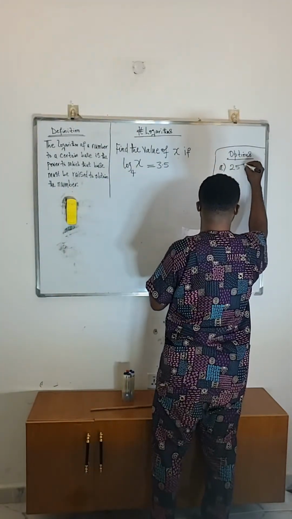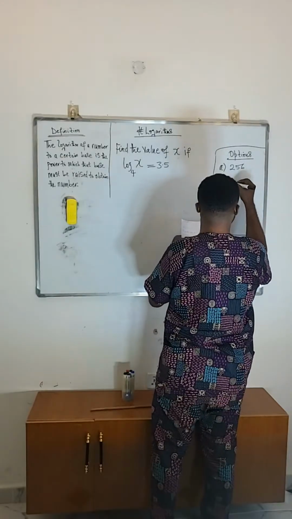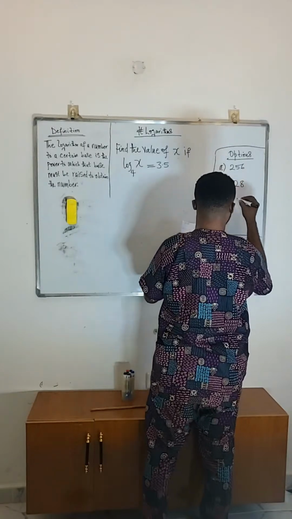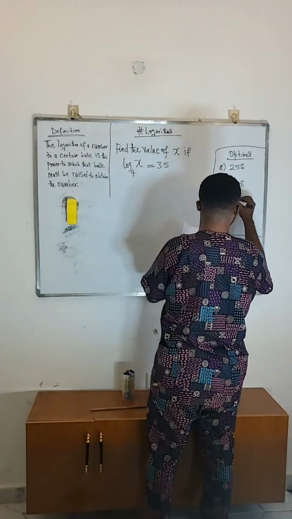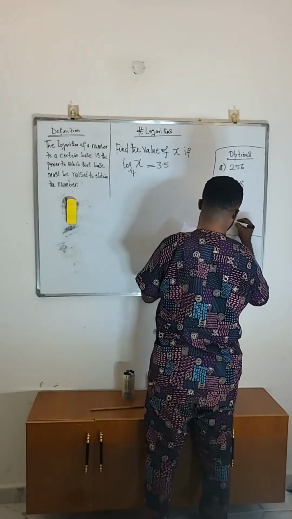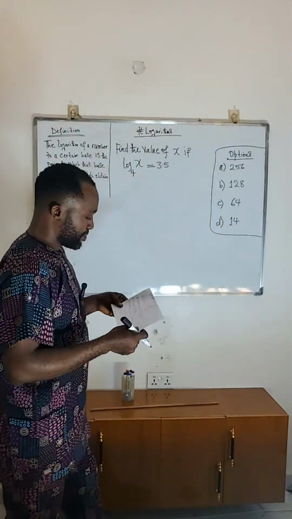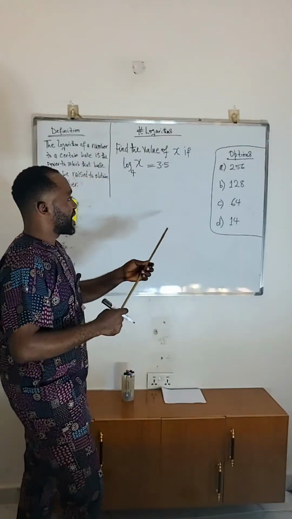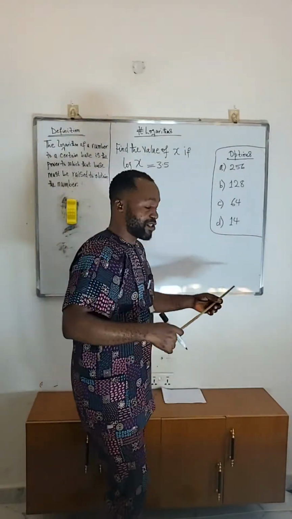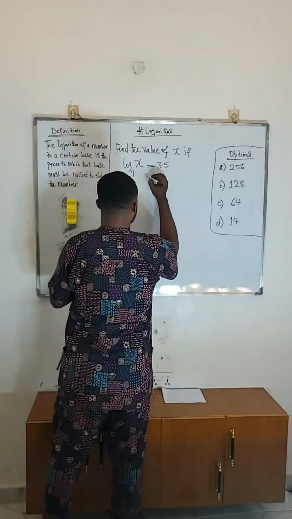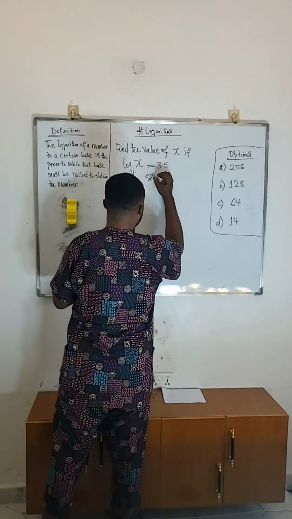A is 256, B is 128, C is 64, and then D is 14. So, it is after the solution to this that we will know which of these options is correct. So let's solve it together. All right. Solution.